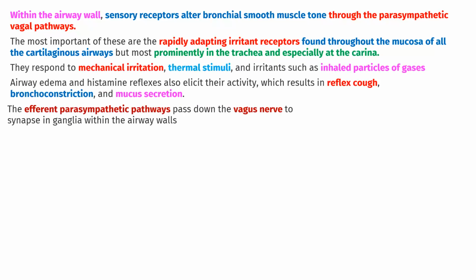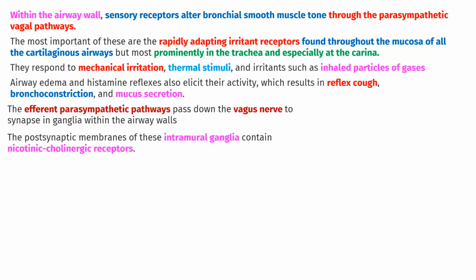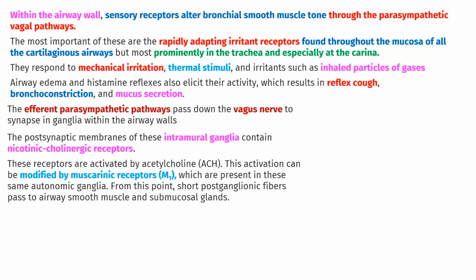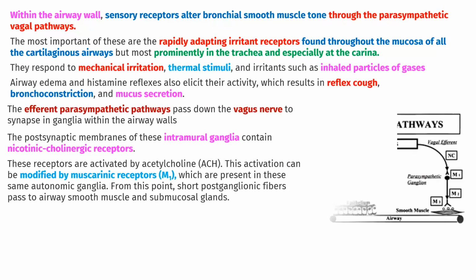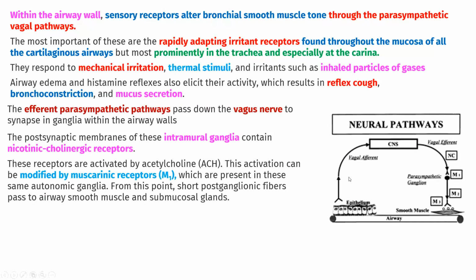The different parasympathetic pathways pass down the vagus nerve to the ganglia, and then to the intramural ganglia, which are nicotinic in nature. So we have both types of acetylcholine receptors, nicotinic as well as muscarinic, in the respiratory passage. This picture shows that from the epithelium there is an afferent supply going to the circulatory system, and the efferent pathway is via the vagus. In the ganglia you have the nicotinic receptor. Then there are the M1, M2, and M3.